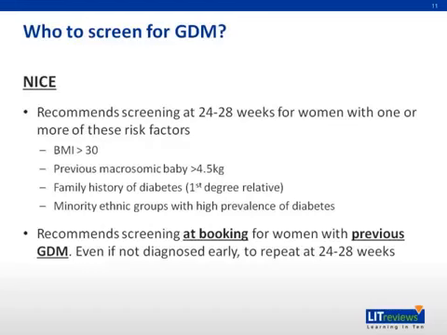Of course, the highest risk factor is if you're a woman with a previous experience of GDM, so screening would not occur at 24 to 28 weeks, but will occur at booking instead. Similar to the ACOG guidelines, again, if it's not diagnosed at that point, you repeat as per usual at 24 to 28 weeks.